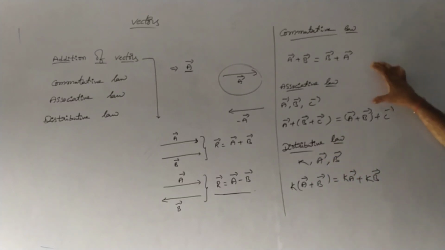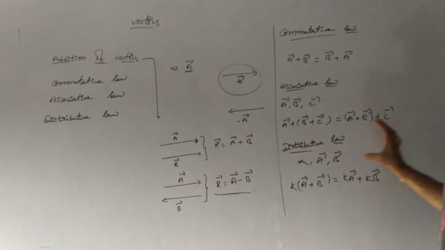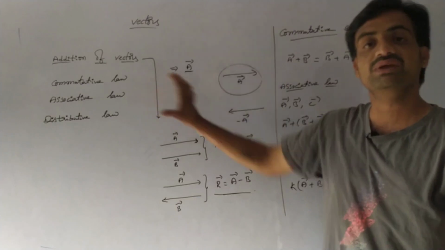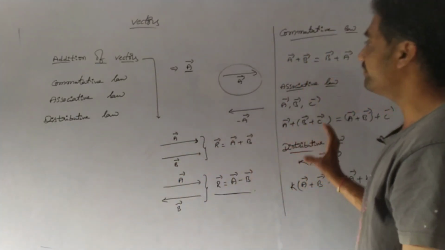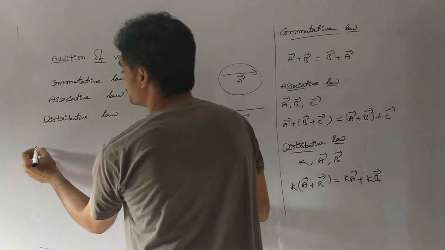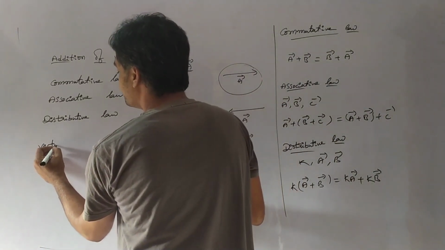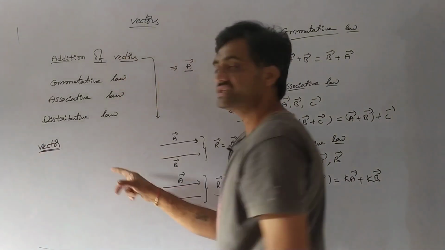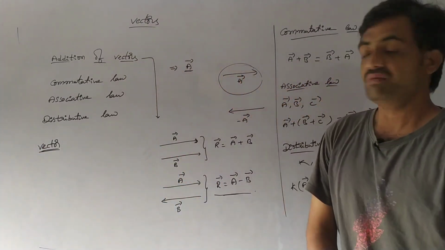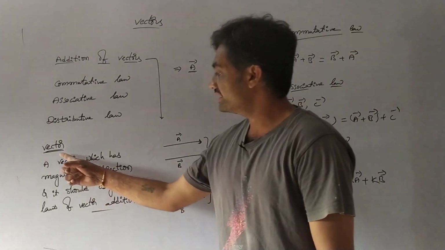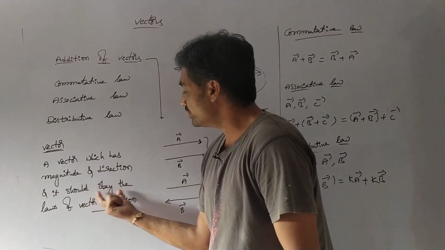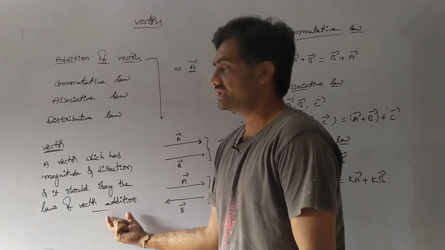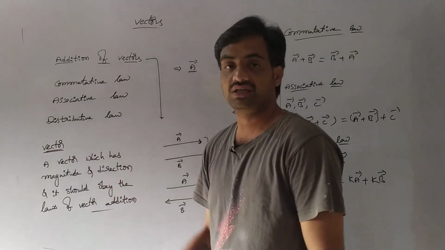Means if these three laws are obeyed, then we can say that laws of vector addition are being obeyed. So here, based on these laws, now we are going to define the vector once again. In the previous video, we had represented that a vector is nothing but which has a magnitude and a direction. But the actual definition is that a vector should have magnitude and direction, and also it should obey the laws of vector addition. Then we can say it is a vector quantity.